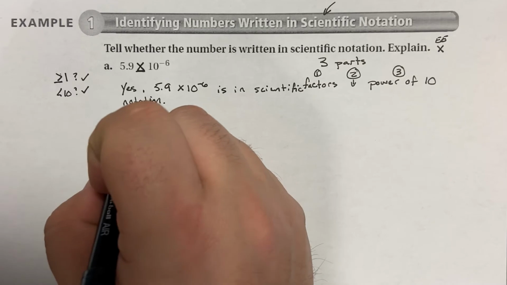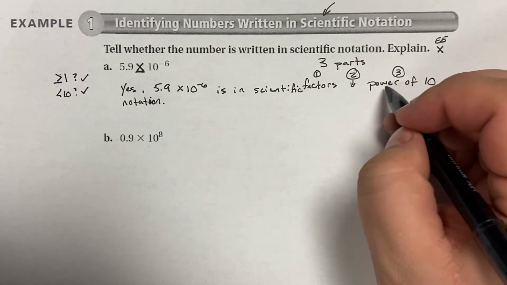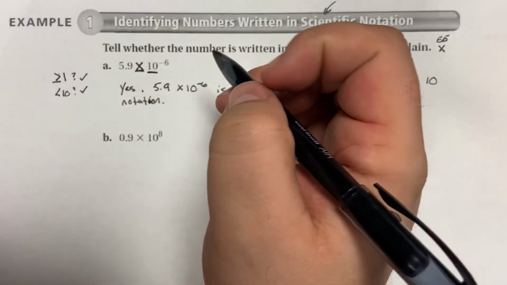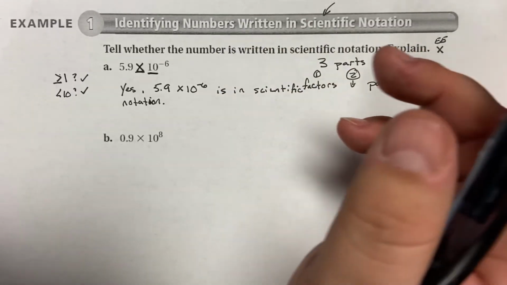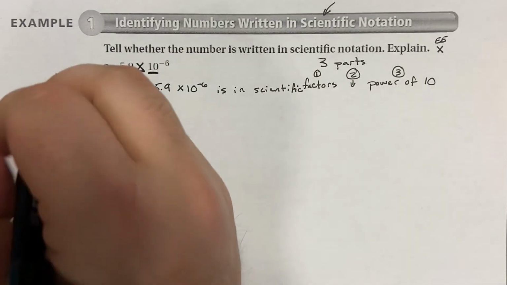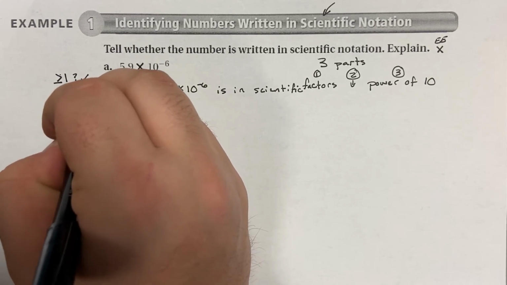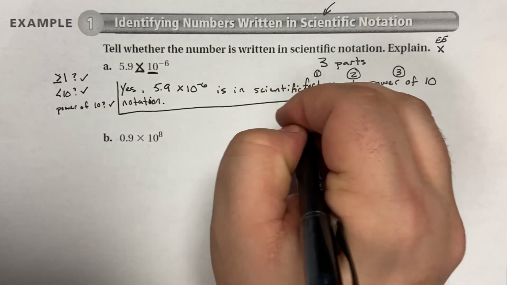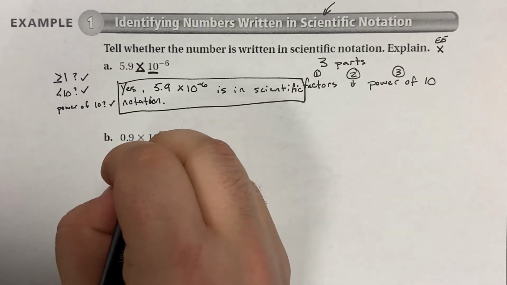All right. Now, I did kind of jump the gun. I forgot to remind you of the third thing. The third thing is that it is a power of 10. So basically you have a base 10 to a power. Now, the power can be positive, the power can be negative, the power can be a fraction, the power can be whatever. As long as this is a 10 to a power, we're good. So power of 10? Yes, it was. So we can say it is in scientific notation.